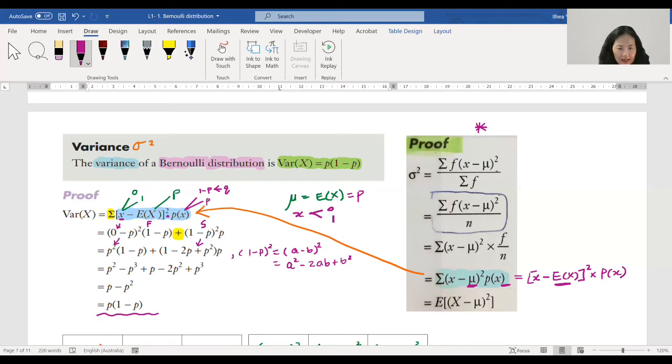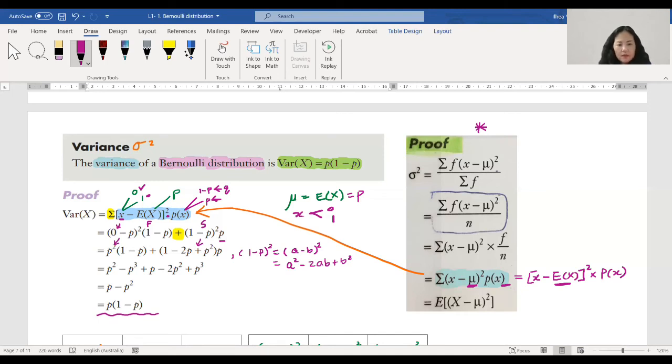So for the success case, it's 1 take away p, because we've done x equals 0. Now we're doing when x equals 1. So it'd be 1 minus p, and then we square it and times by the success, p, here. That was the hardest part to understand. After that, it's just algebra.